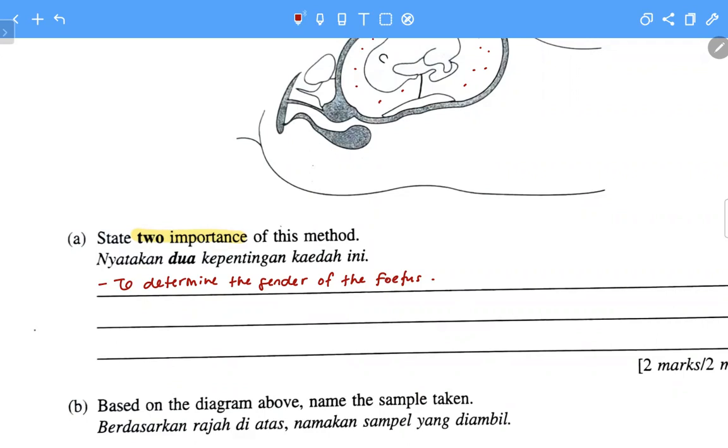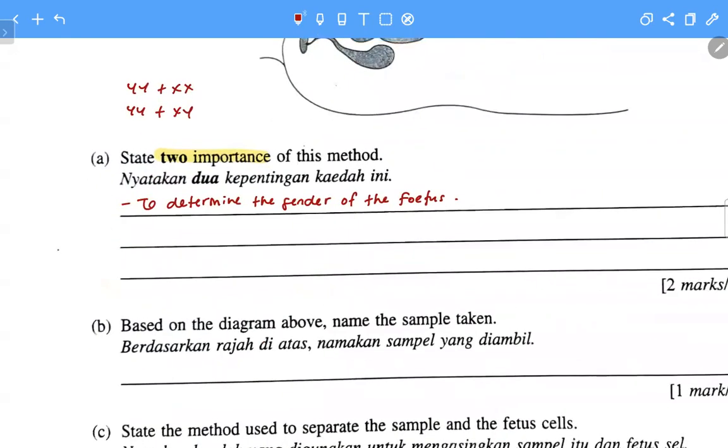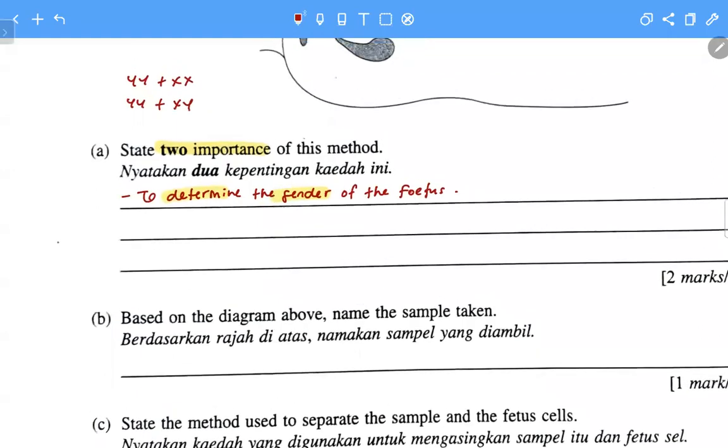Now, the moment the fetus is formed, the doctor is able to just take out the fluid from the amniotic sac, and then they can immediately see the chromosomes themselves, so they will know very easily. Either you are 44 plus XX or 44 plus XY, right? If you are 44 plus XX, then definitely it's a girl. If we have 44 plus XY, that will be a guy. So I would say that one of the most important parts of this method is to determine the gender of the fetus, okay?